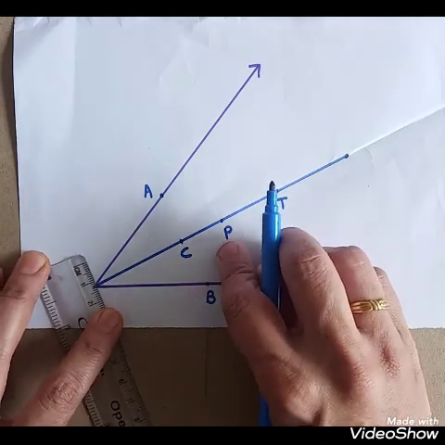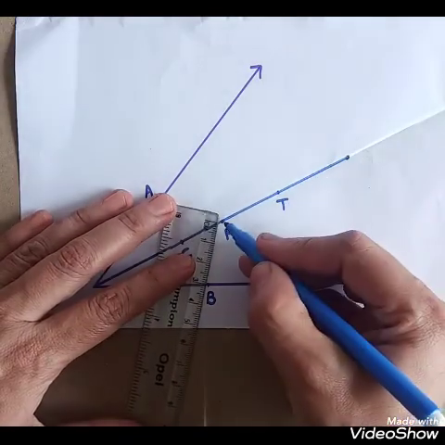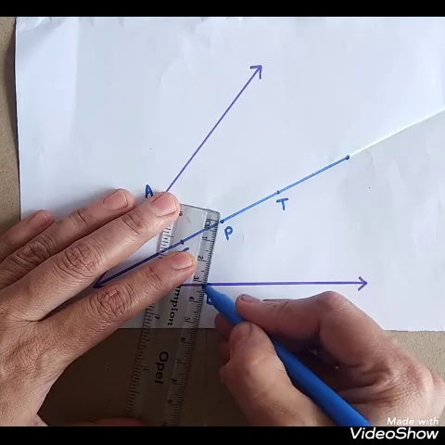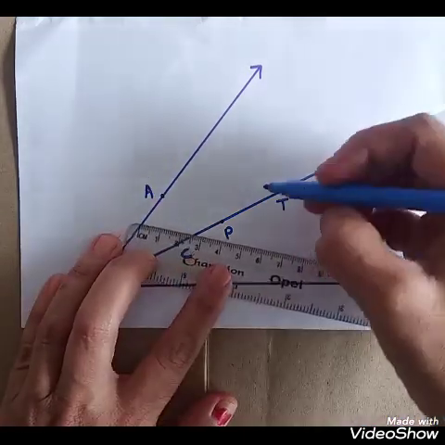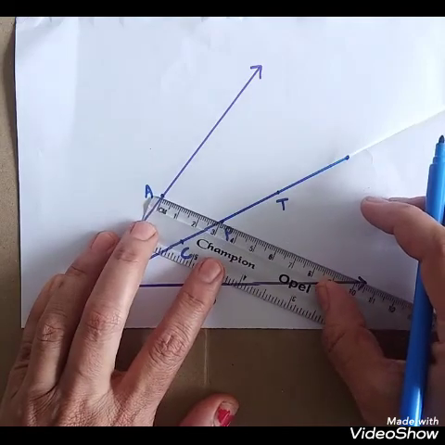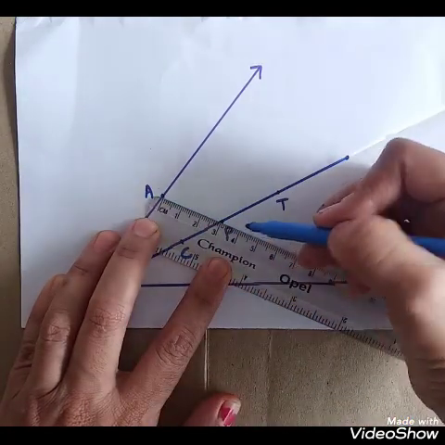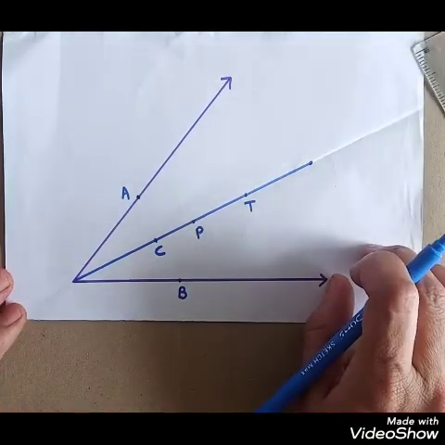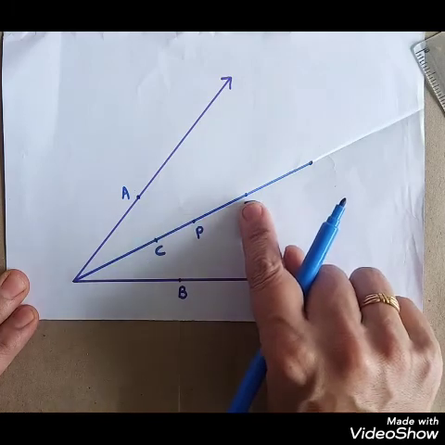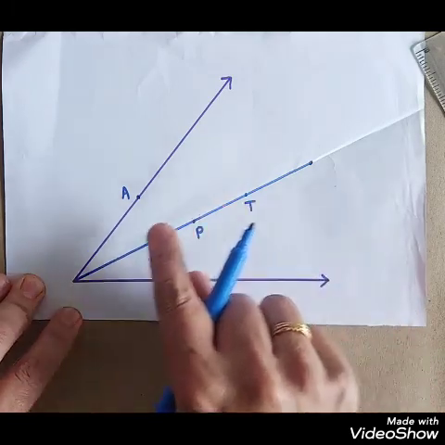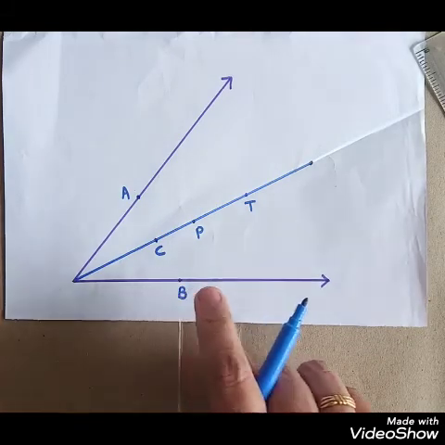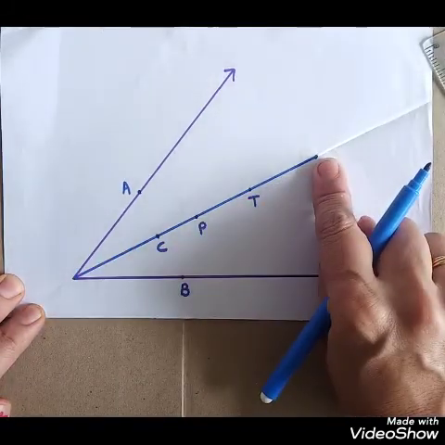Now look, point P. If we measure from P to B, it is 3 centimeter, and if we measure from P to A, it is again 3 centimeter. So what do we learn from this? The points on the bisector are equidistant from the points A and B. This is an angle bisector.